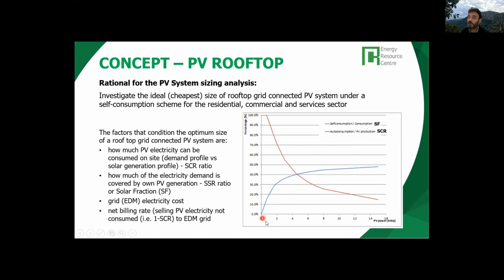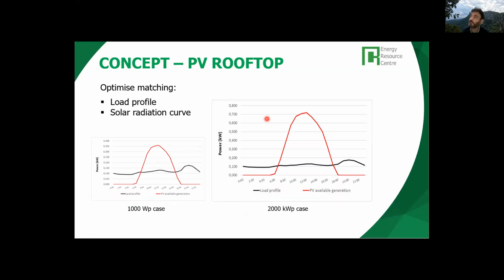When we start with a very small PV system, let's start with this curve. All the electricity generated by the PV system is consumed on site. So everything we generate with the PV system is consumed, 100%. As we increase the PV system, we come to a moment where some part of the solar generation will not be consumed on site, which is when we are in these areas here or here.